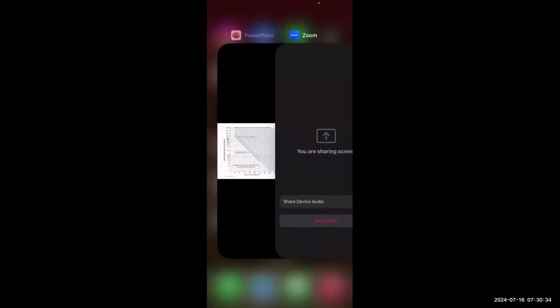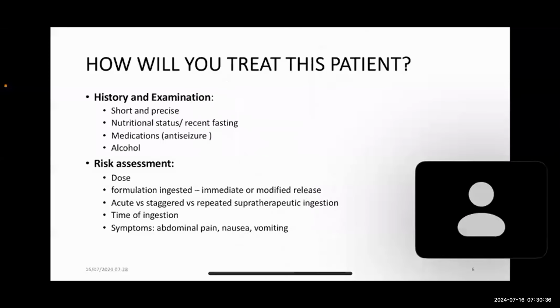So did the patient take it acutely, just at once, or over time, staggered, or is there a repeated supratherapeutic ingestion? This is where the patient can take in greater than 100 milligram per kg, or this person is taking a therapeutic dose given for cure but is now developing liver injury. Then we want to look at the time of ingestion, because it will help us in our nomogram in terms of how we manage the patient. Then we look out for symptoms too, the early phase 1 symptoms, to be able to assess our risk.